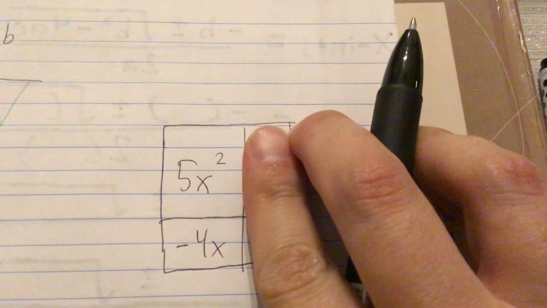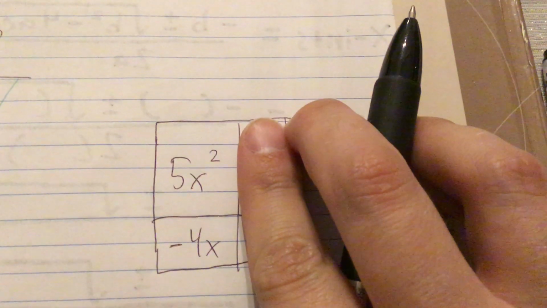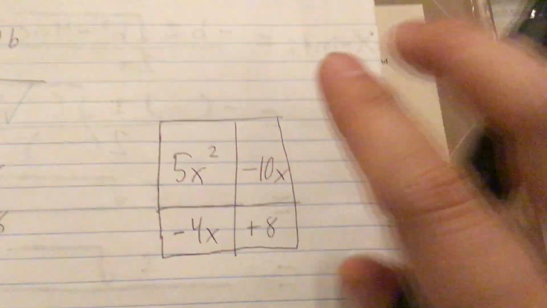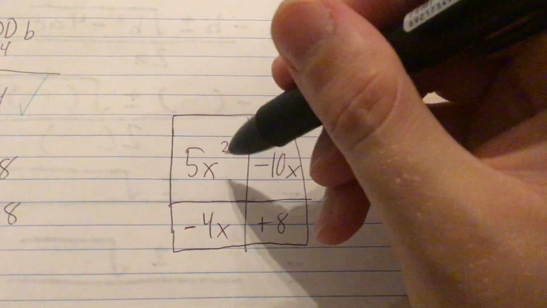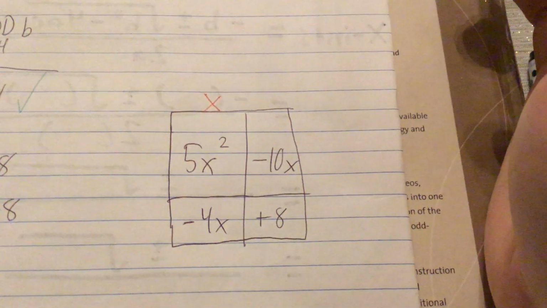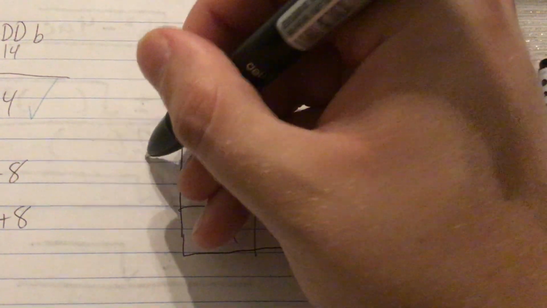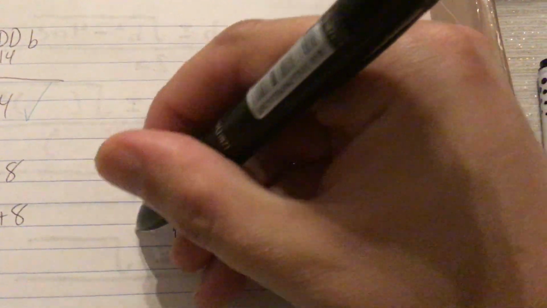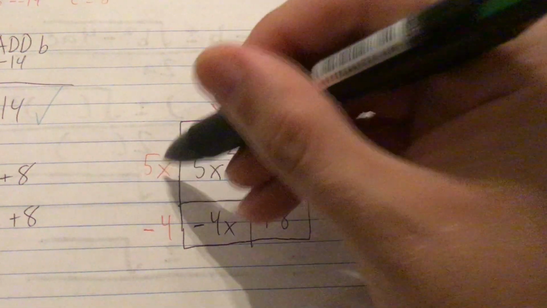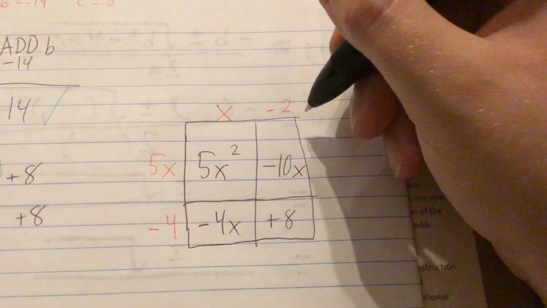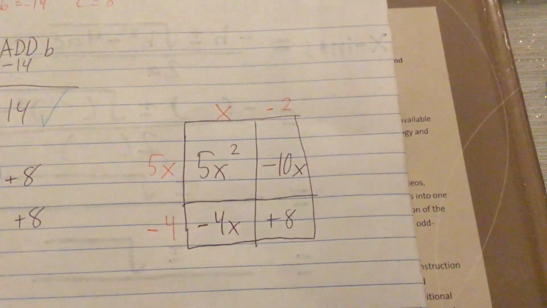What can I factor out of 5x squared and negative 4x? Well, 5 and 4 can't divide anything except for 1, so that doesn't really help me. But I know that I can factor out an x because x squared and x share an x that I can factor out. Now, 1x times what is 5x squared? 5x. X times what is negative 4x? Negative 4. Check my work, 5x times what is negative 10x? That would be negative 2. Check my work. Negative 4 times negative 2 would be positive 8. That would be correct. So now I've got all the information I need.